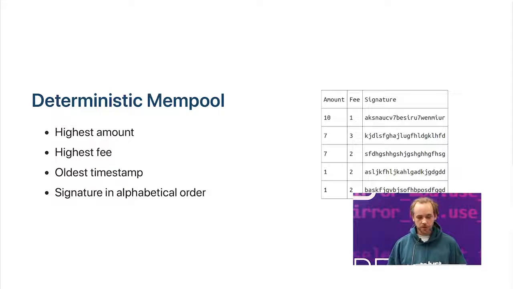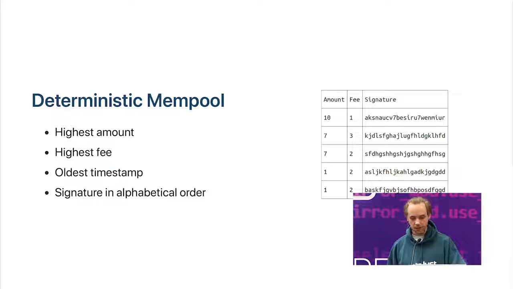So we build a deterministic mempool, so everyone across the network should have the same set of transactions, and they should have the same set of transactions in an agreed order. And it's a simple algorithm that we use. We order them by highest amount, highest fee, oldest timestamp, and then signature alphabetically.